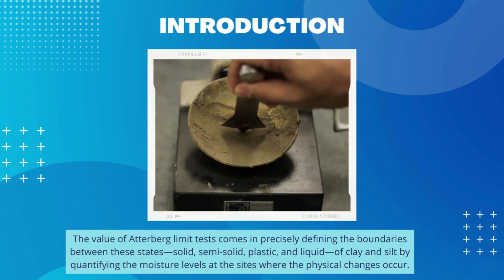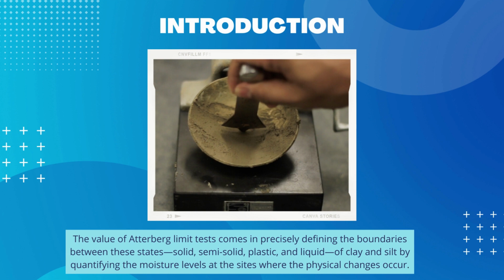The value of the Atterberg limit test comes in precisely defining the boundaries between these states, solid, semi-solid, plastic, and liquid, of clay and silt by quantifying the moisture levels at the points where the physical changes occur. Each state exhibits differences in behavior, reliability, and strength.